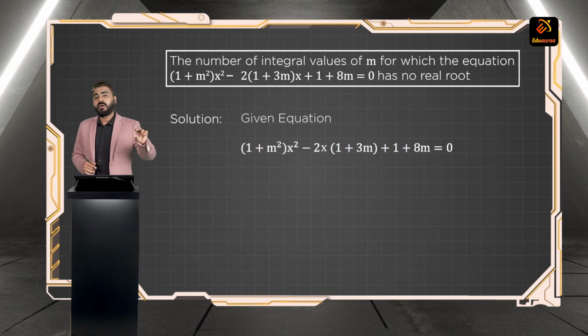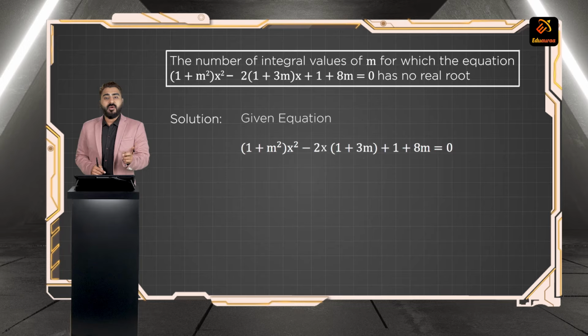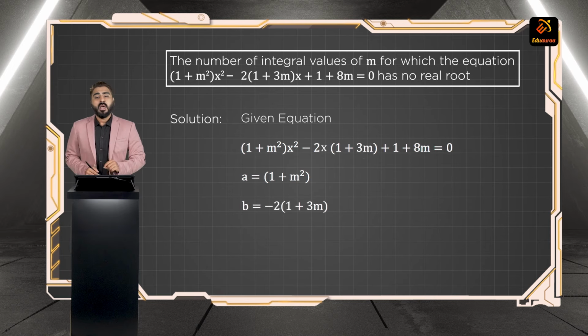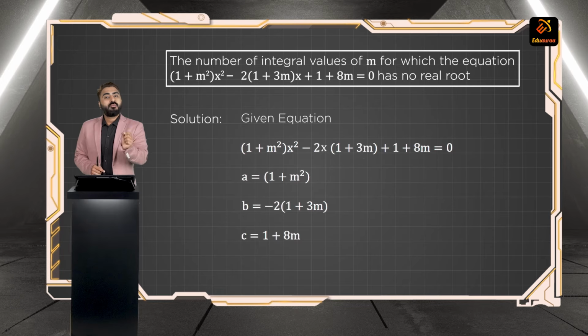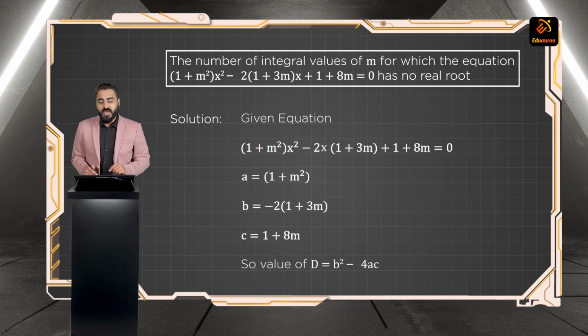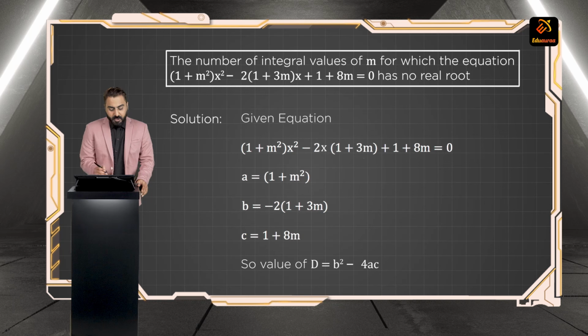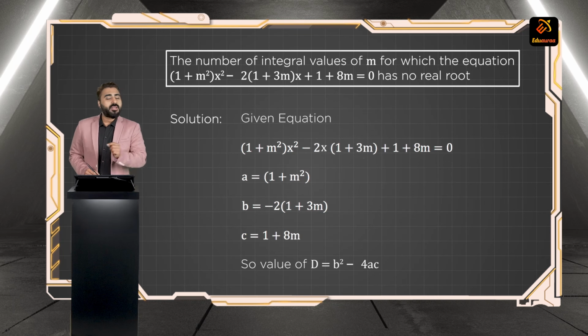Now students, we have already written it in the standard form, ax² + bx + c = 0. So from this we have the values of a, b and c. The value of a is 1 + m², the value of b is -2(1 + 3m), and the value of c is 1 + 8m. So students, what is the discriminant? It is b² - 4ac. So we have a, b, c. Substitute.